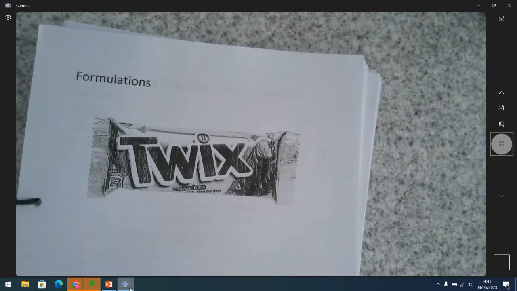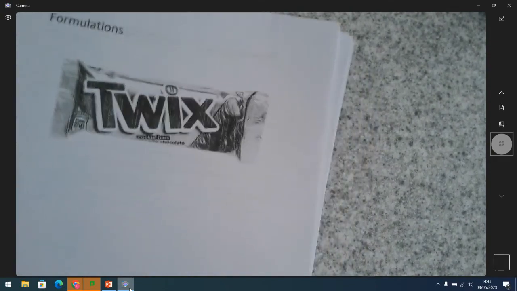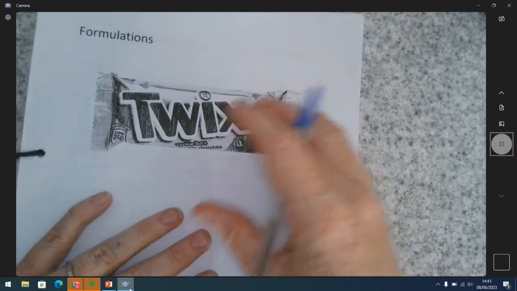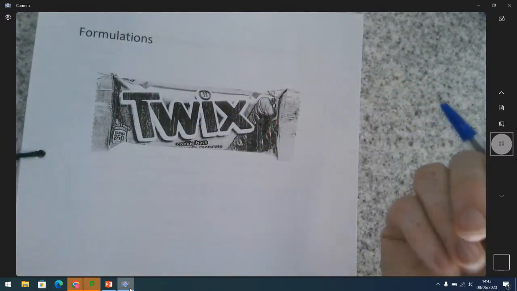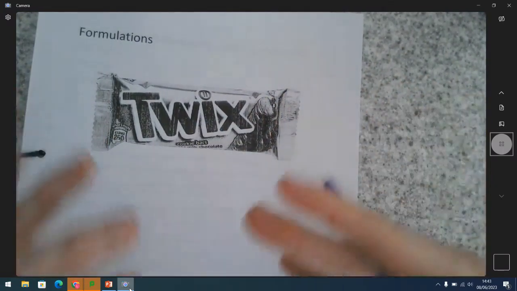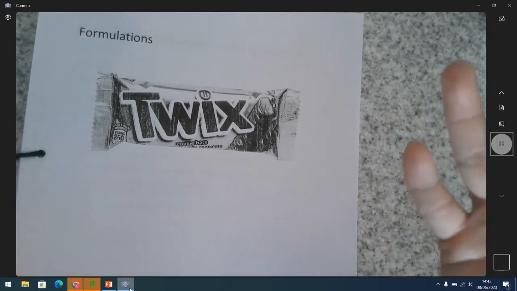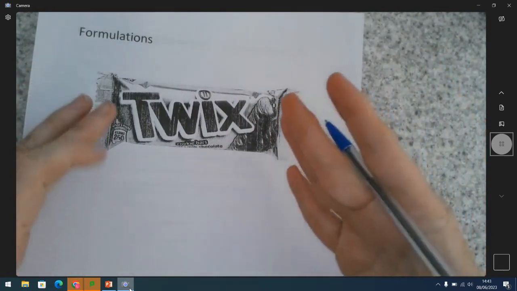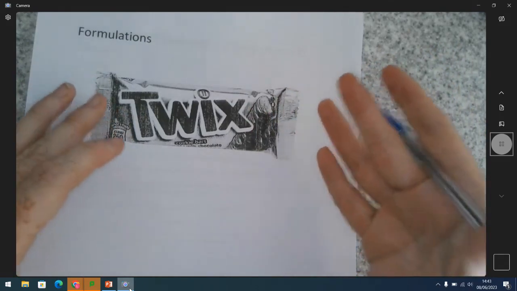What we then went on to look at with you was formulations, and being able to define what that word actually means. And if you remember in lessons we talked about, if you went abroad and got a piece of chocolate like a Twix here, would it still taste like a Twix? And the answer is yes, even though it is sunny and probably does taste a little bit better.